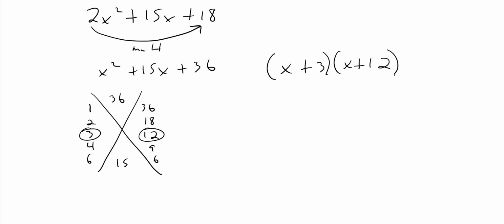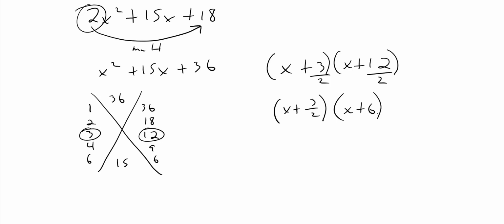So now we did the slide. Now we actually have to divide. We have to kind of go back, okay, to like our original problem that we have. And so what we're going to do is this 2 that I moved over and multiplied, now I'm going to divide this by 2. Okay, and that gives me x plus 3 halves and x plus 6.